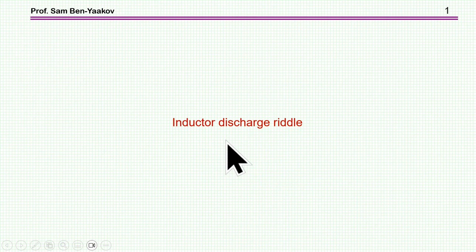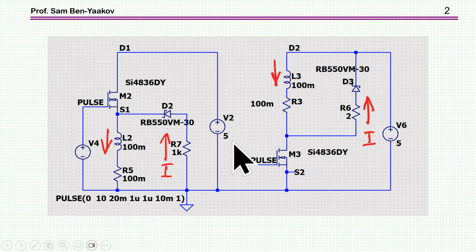I'm showing here a situation which looks like a paradox, and the riddle is to explain what is really going on. So here is the setup. We have here two different ways of driving an inductor. This could be a solenoid, a relay, or contactor, which has a 100 millihenry inductance and then some DC resistance.